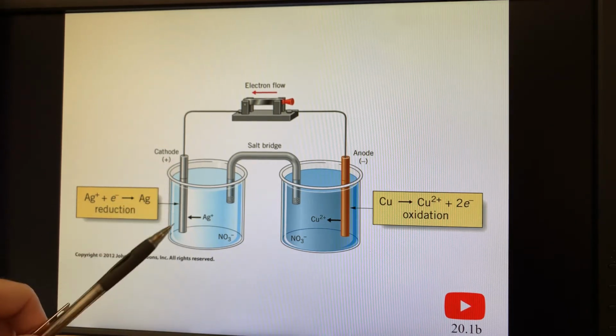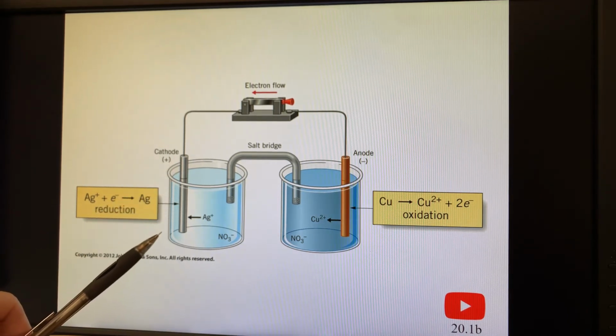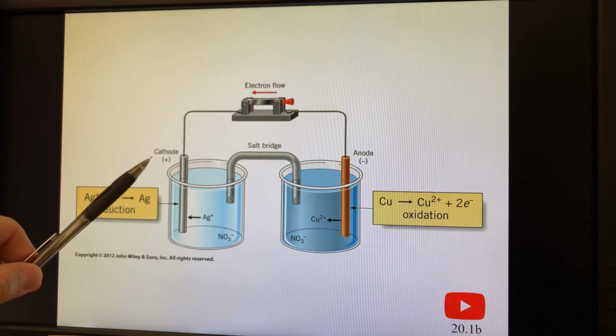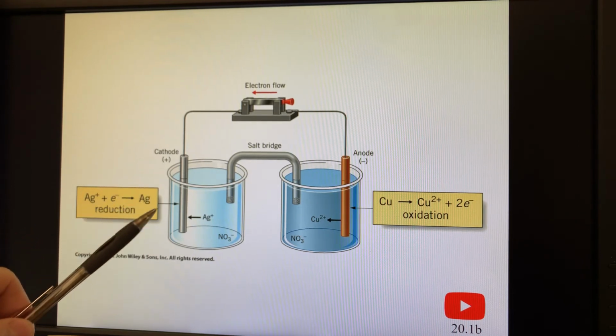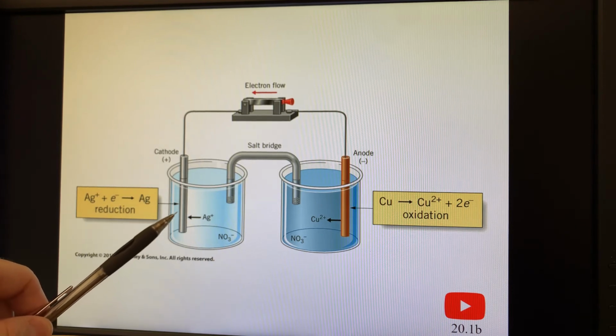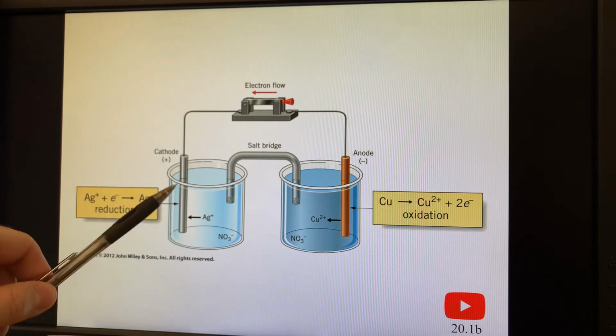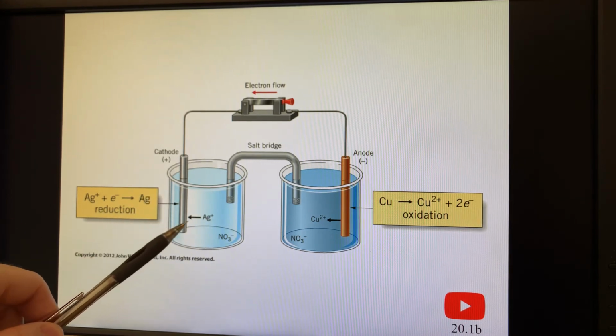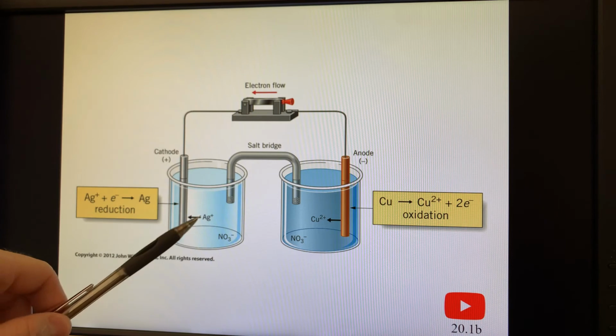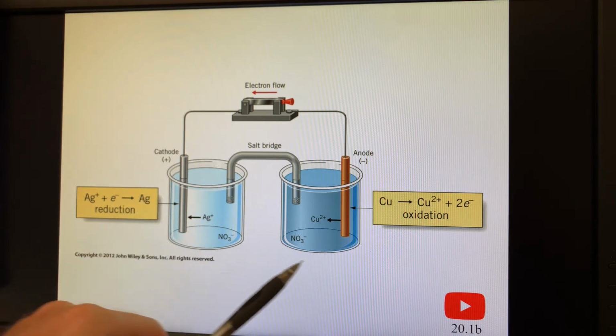Now we call the electrode at which the reduction happens the cathode. It's always called the cathode. It's got a positive charge on the cathode because we are taking these silver ions and they're being attracted to the cathode, and so since it's surrounded by positive ions, it gives it a positive charge.